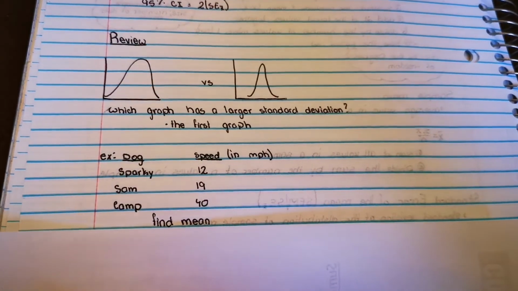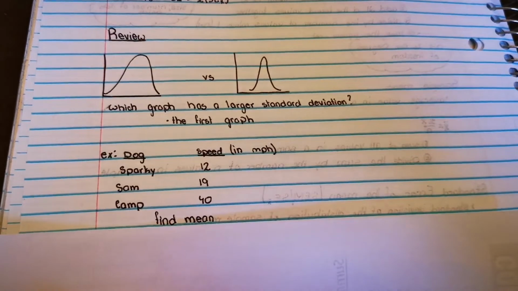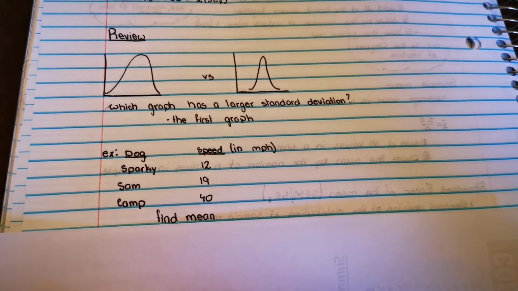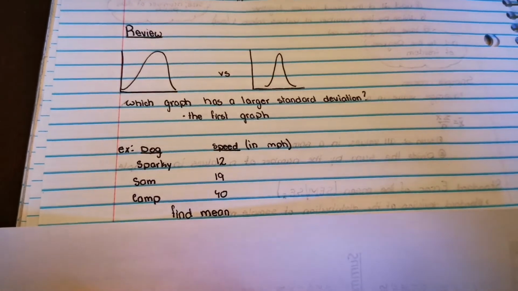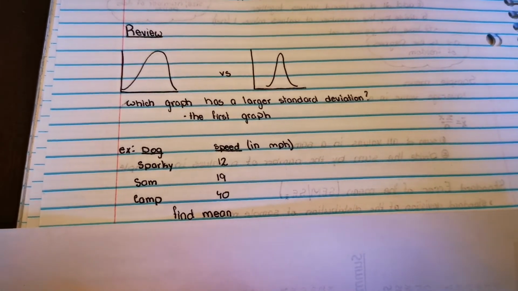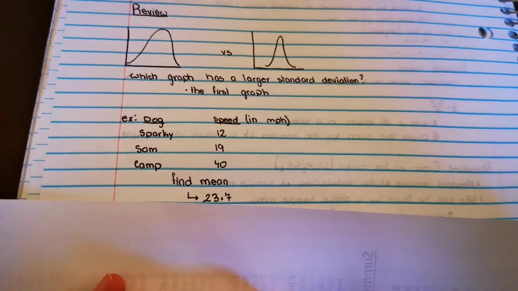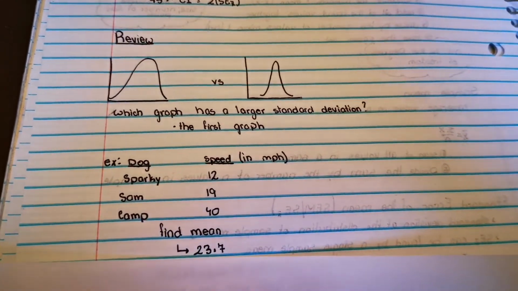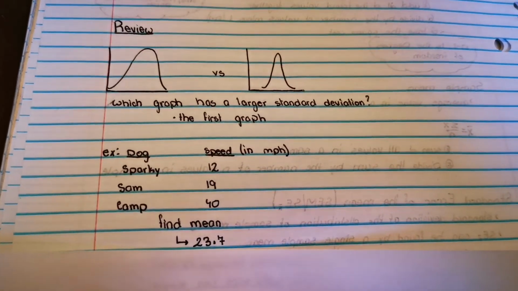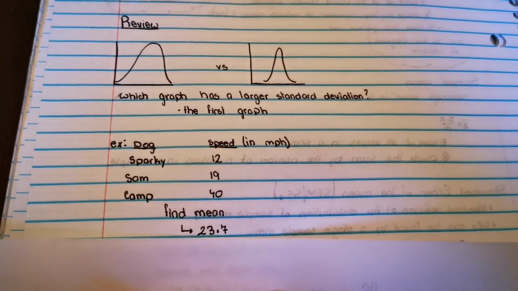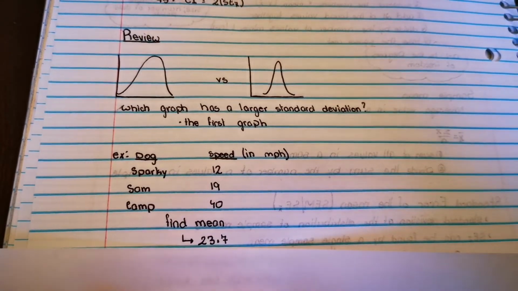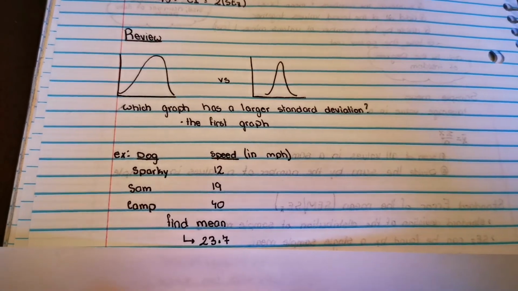Now let's do an example question. So here I've written a little data point for the dog names and the speed of each dog. So go ahead and find the mean or the sample mean of this data. So the answer would be 23.7. And remember to round to as many decimal places as possible. Here I rounded to 1 decimal place, but it's ideal to round to at least 2.